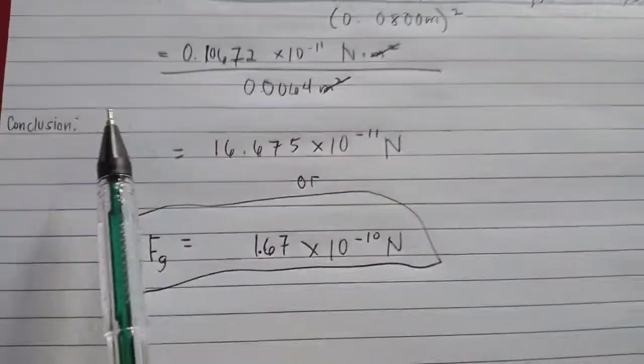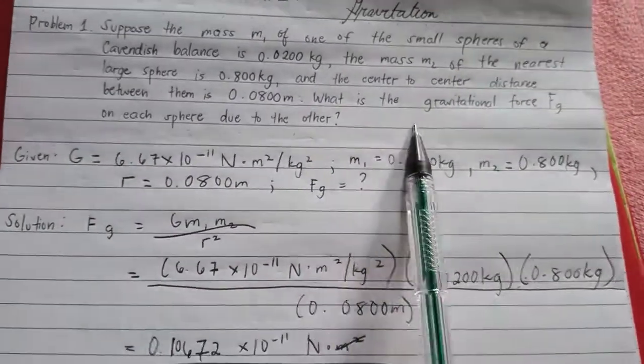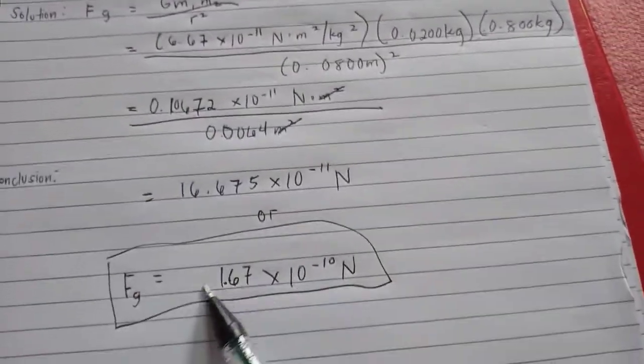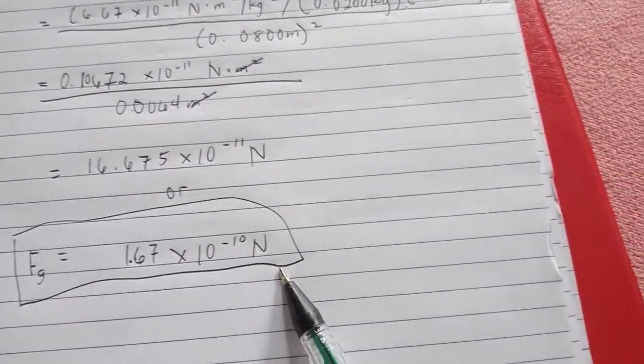So our conclusion will be, the gravitational force on each sphere due to the other is 1.67 times 10 raised to negative 10 Newton.